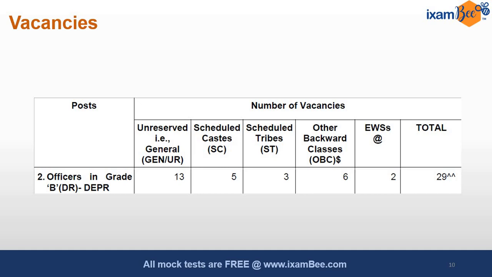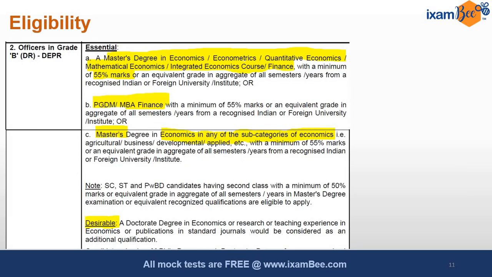Here I am telling you this excellent opportunity, 29 vacancies, 13 for unreserved candidates. Those who are interested in research, analysis, and at the same time want to make a career with RBI, this is the time. You need a master's degree in economics, econometrics, quantitative economics, mathematical economics, or related categories like agriculture economics, business economics, developmental economics, applied economics, etc.